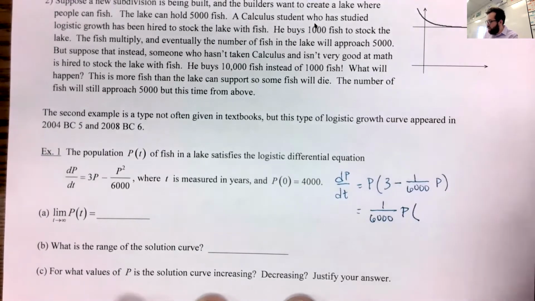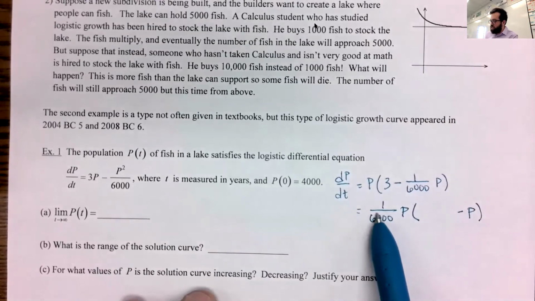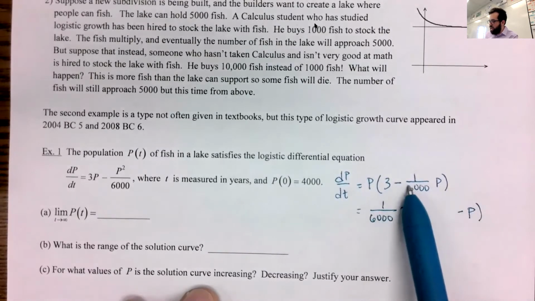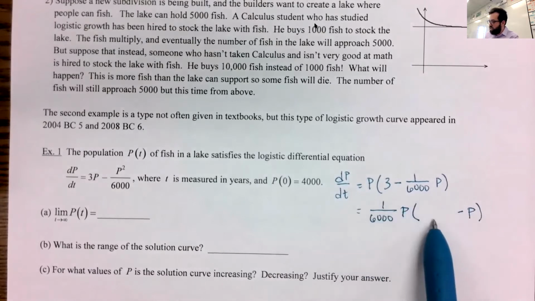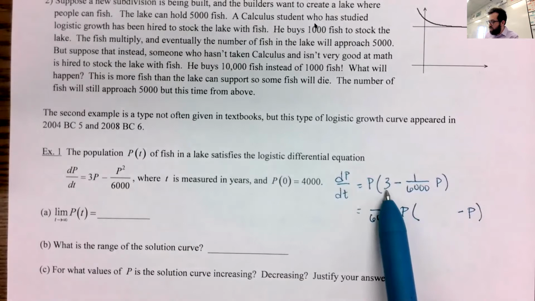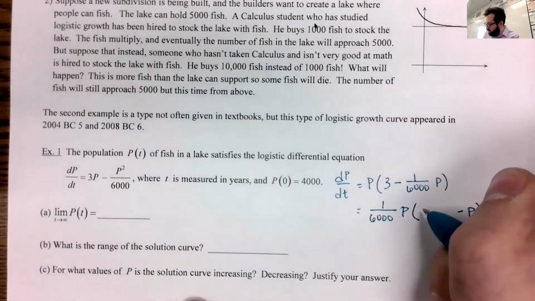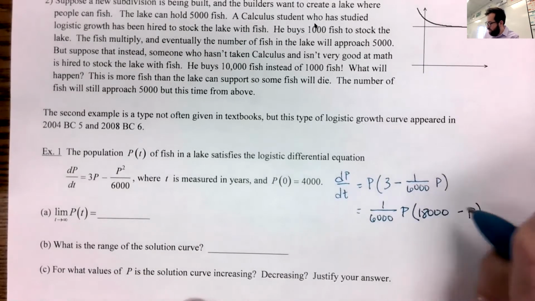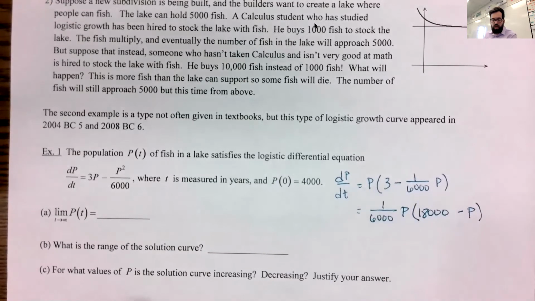And we've got to figure out what goes here. So if I distribute 1 over 6,000 to negative P, I'm going to get negative 1 over 6,000 P. If I distribute 1 over 6,000 to something, I need to get 3. So in other words, I need to do 3 times 6,000 to get the number in here. So it's going to be 18,000. And then if we do 18,000 times 1 over 6,000, we distribute, we'll get that 3 again. So that's what's going on there.